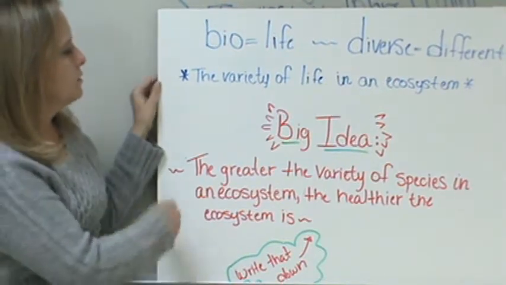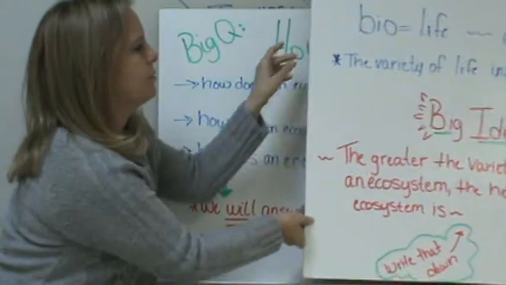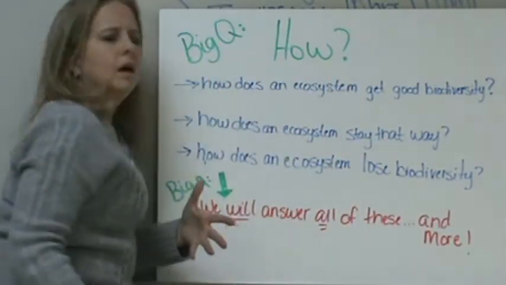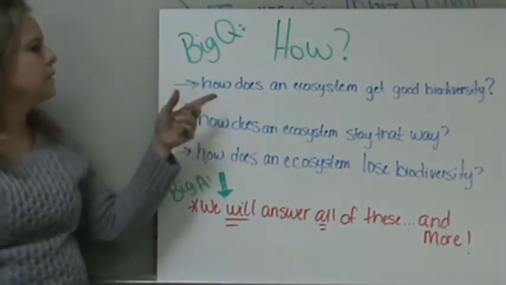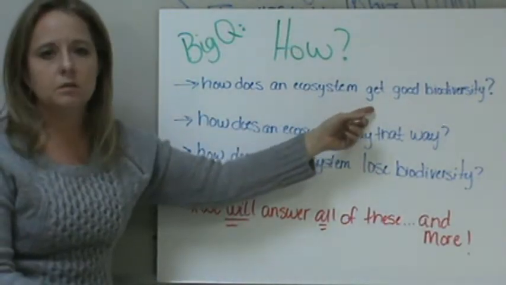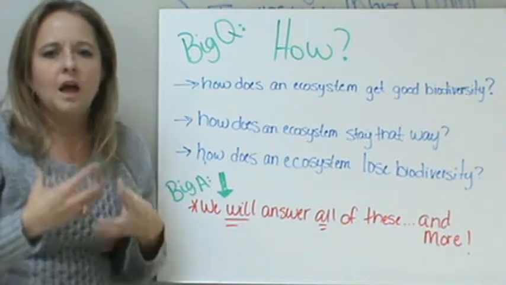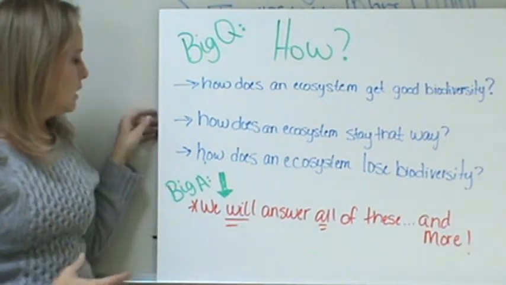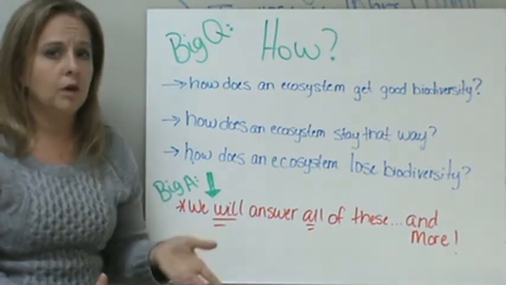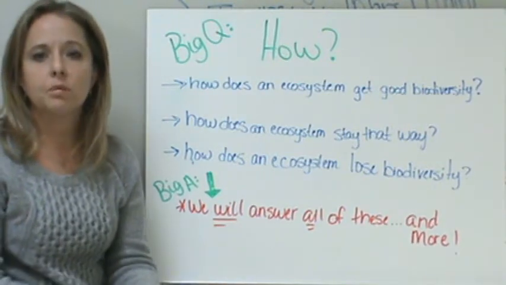Okay, so we've got the big idea. Well, we've got to get to that point. We've got to ask some questions. So the big idea, and now we're like, how? The big question, the big Q, is how does an ecosystem get good biodiversity? How does that happen? How does an ecosystem become biodiverse? Does it happen overnight? How long does it take? What conditions have to be right for an ecosystem to be considered biodiverse?